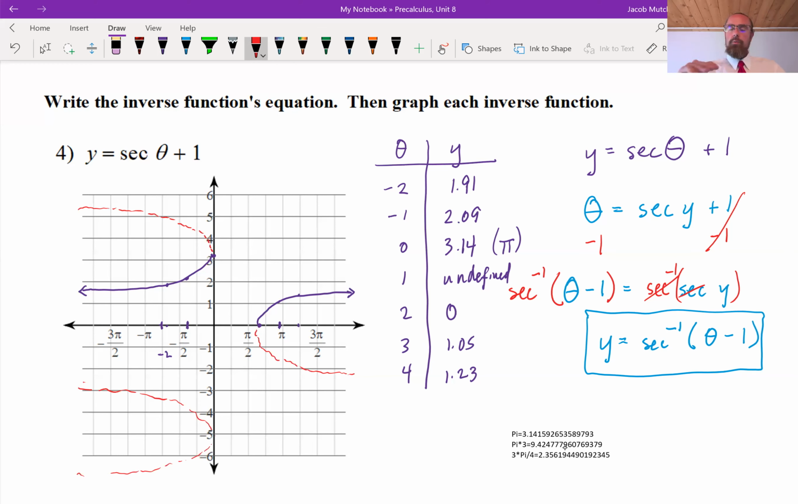And just as we saw with sine, we have to restrict the domain on the original secant function so that our inverse is actually a function. If I were to include both the purple and the red components here, that would no longer be a function, it would be a relation. And so we do again restrict down to just the parts of the inverse function that would give us a picture of what the inverse is while at the same time remaining a function itself.